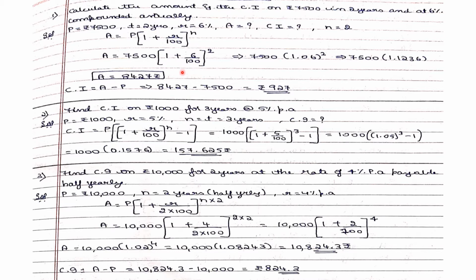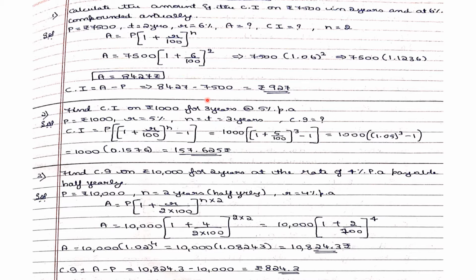Then you have to find the compound interest. The formula for compound interest is amount minus principal. You have the amount value, that is 8,427, minus the principal value, 7,500. If you subtract, you will get a compound interest of 927.